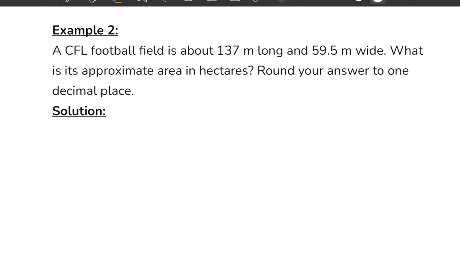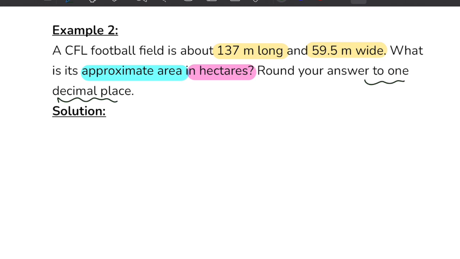And this example reads, a CFL football field is about 137 meters long and 59.5 meters wide. What is its approximate area in hectares? Round your answer to one decimal place. We'll worry about the rounding at the very end, okay? Let's just get to the answer first.